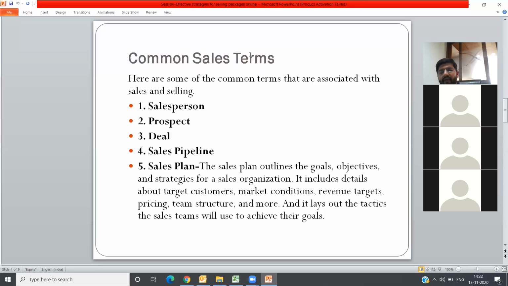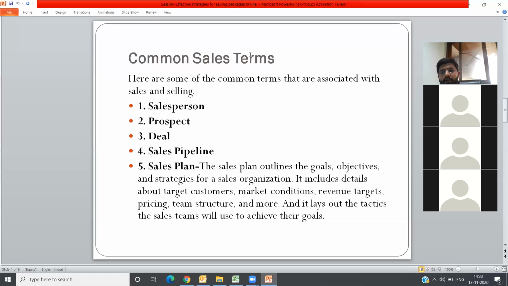Salesperson, as it is defined from the word itself, like we are salespersons. Sales executive, you can say. So a prospect is basically a customer who will be coming to us for travel packages and all. A deal is a kind of travel deal or travel package, hotel deal, cab deal, which we have forwarded to the customer.